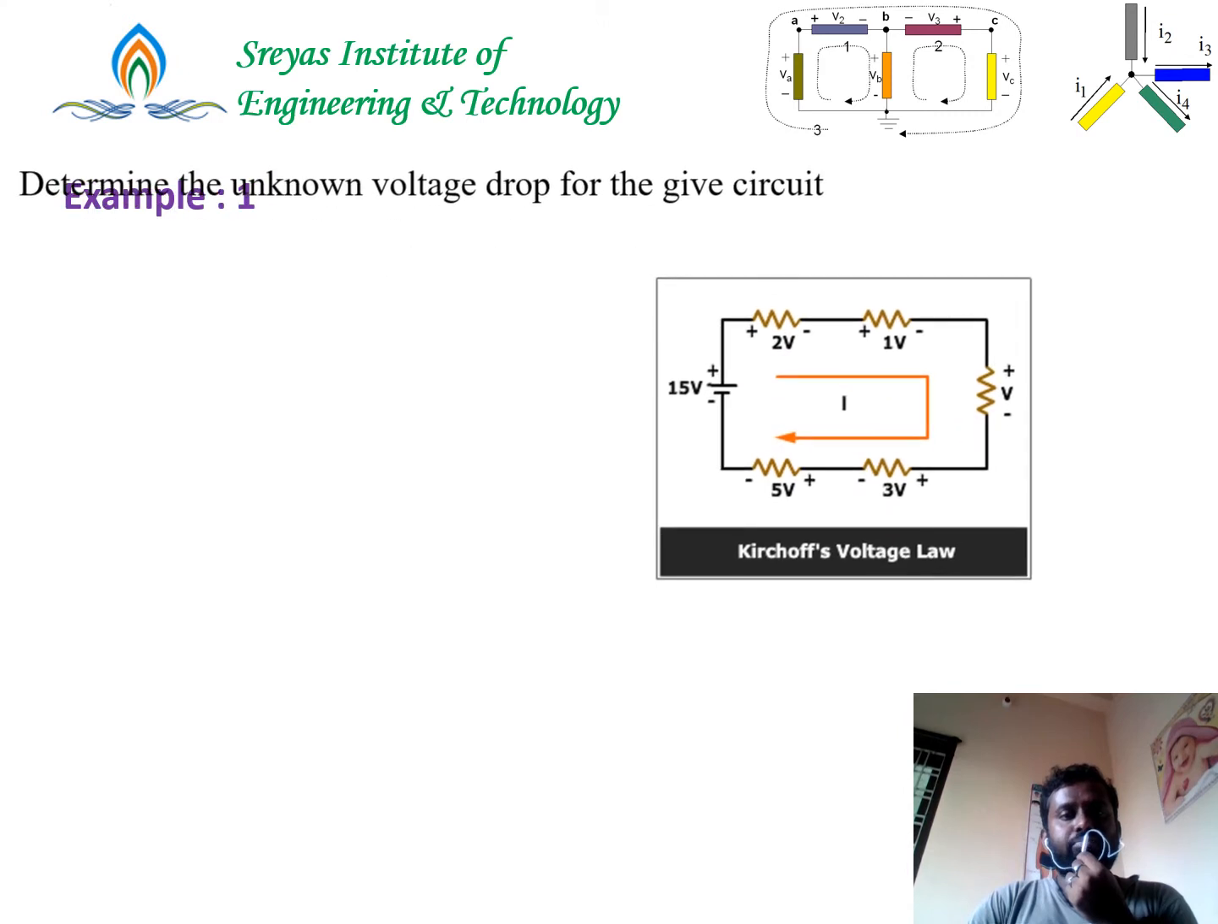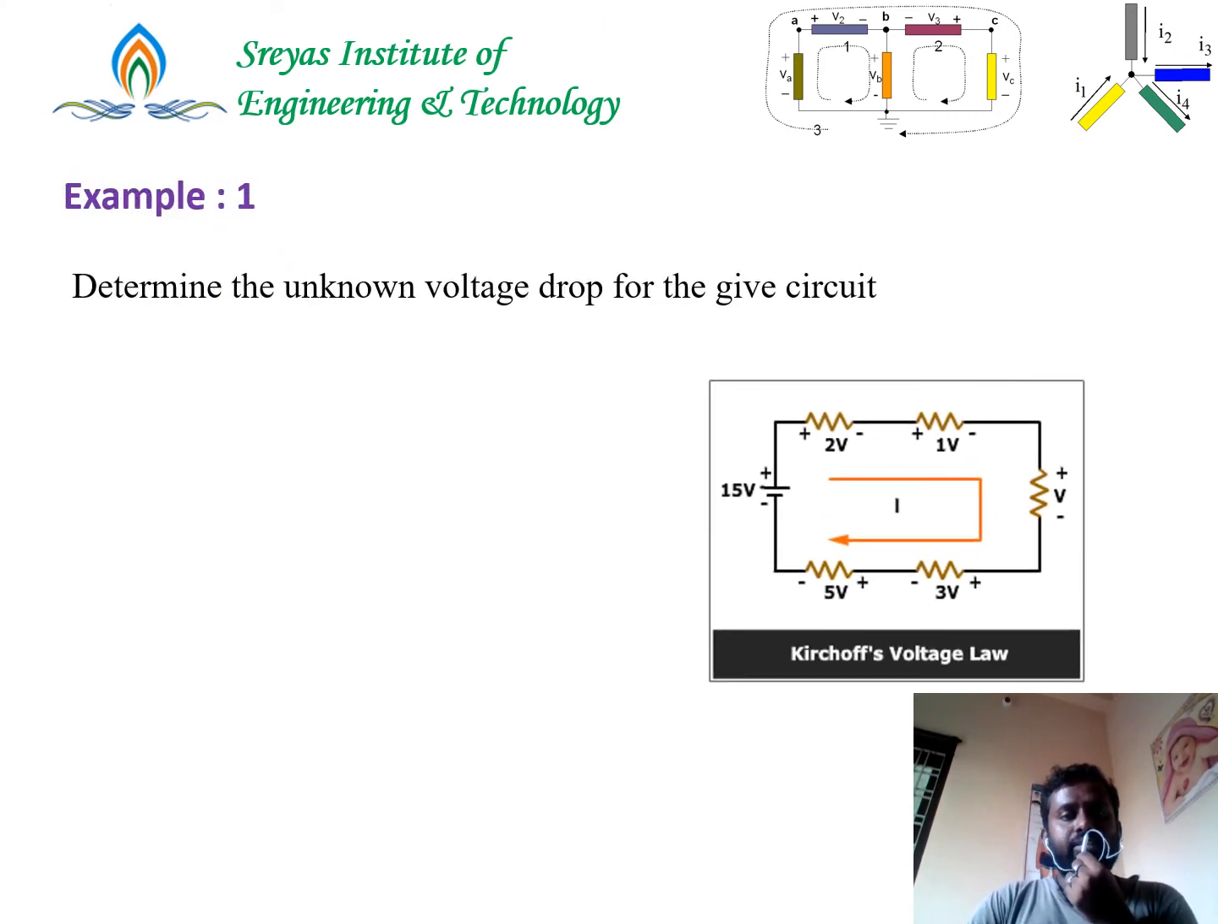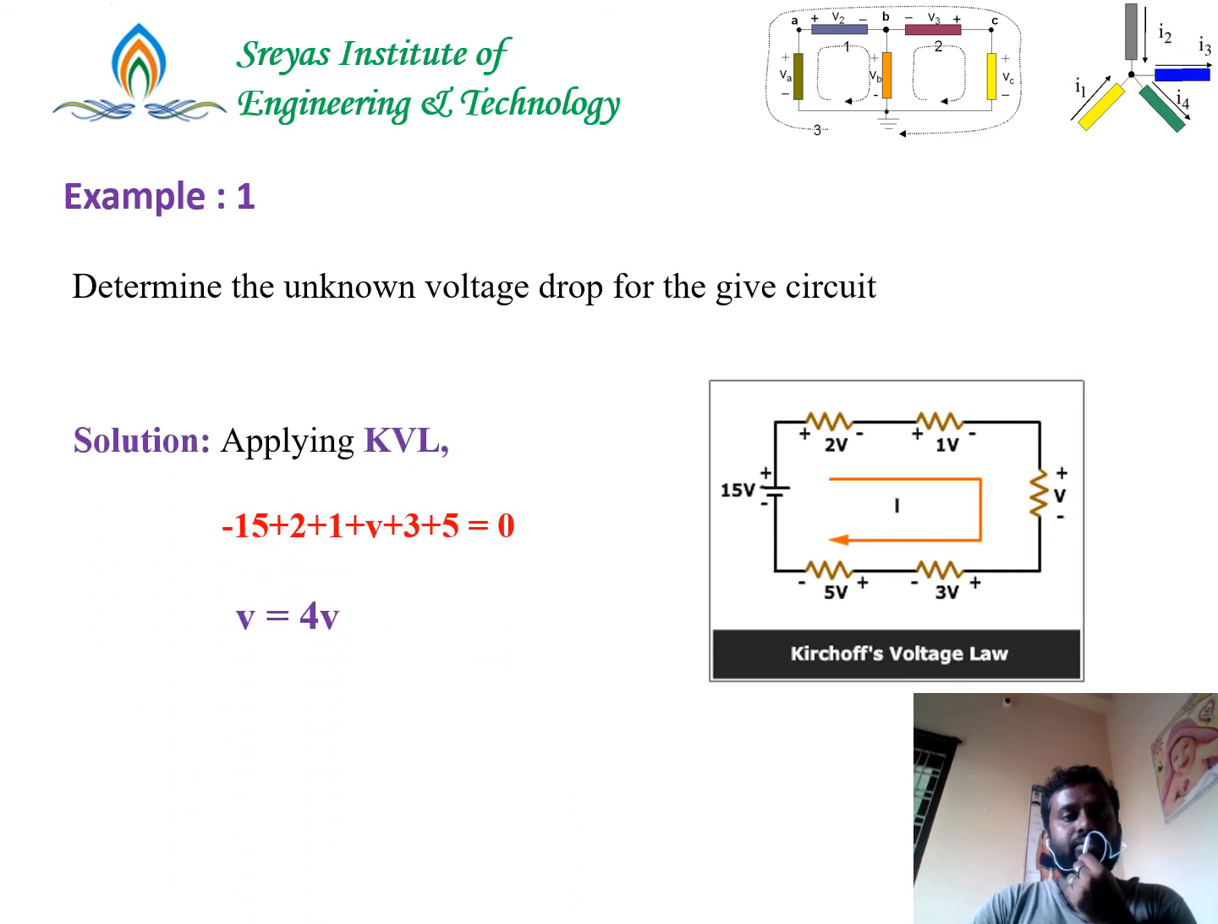Now let's take an example. There are 5 resistors connected in series with an applied voltage of 15 volts. Determine the unknown voltage drop for the given circuit. That is, you are asked to find V. As you know, the sum of the voltage rises is equal to the sum of the voltage drops, or the algebraic sum of all the voltages is equal to 0. 15 must be equal to 2 plus 1 plus V plus 5 plus 3, or minus 15 plus 2 plus 1 plus V plus 3 plus 5 equal to 0. That gives you V is equal to 4 volts.